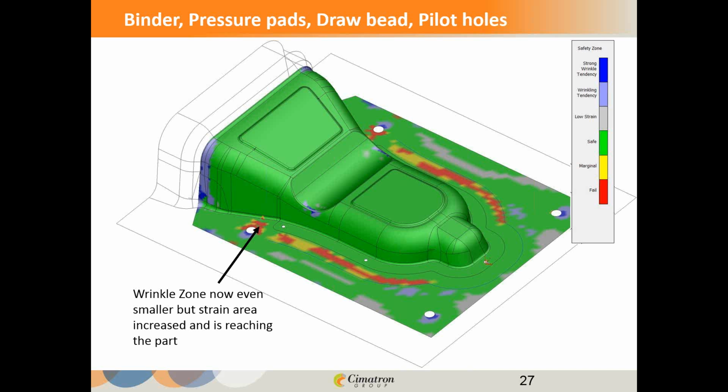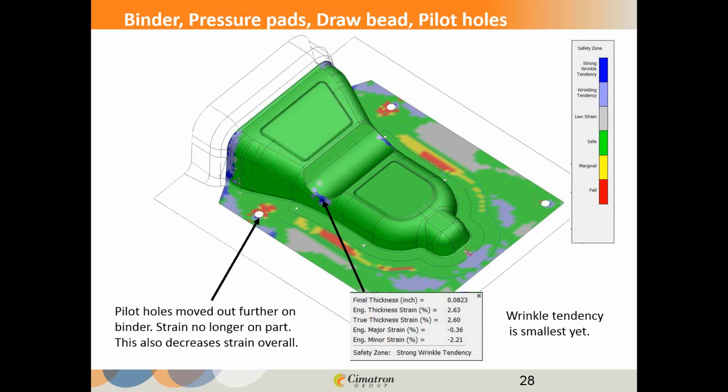So what can we do now? Well, thinking out loud, since I see so much of the tear in the draw bead area, maybe what we'll do is move the pilot holes further out, and we'll start tweaking that draw bead again. Notice my wrinkle tendency is way down now. It's like 2.6%. And by moving the pilots out, I've also moved that strain out away from the part. So I'm seeing some good results already.